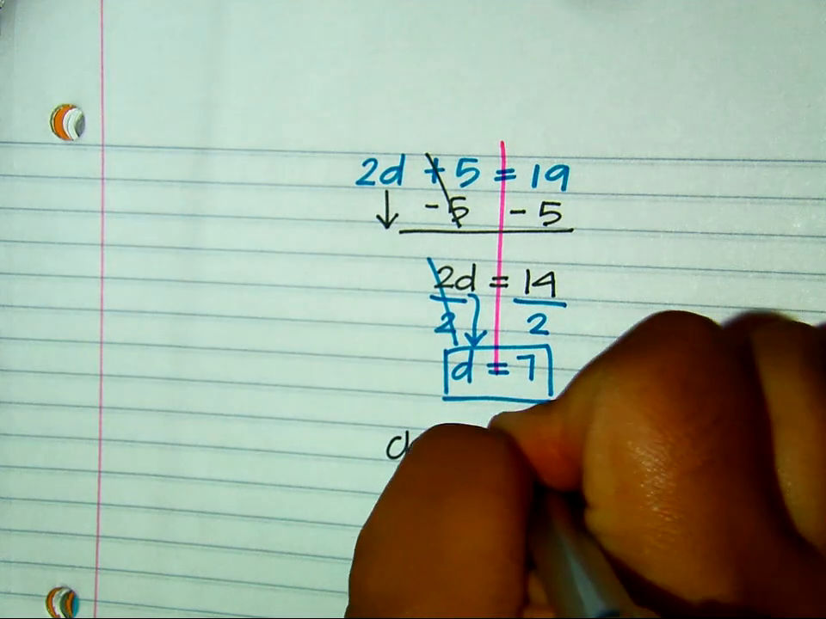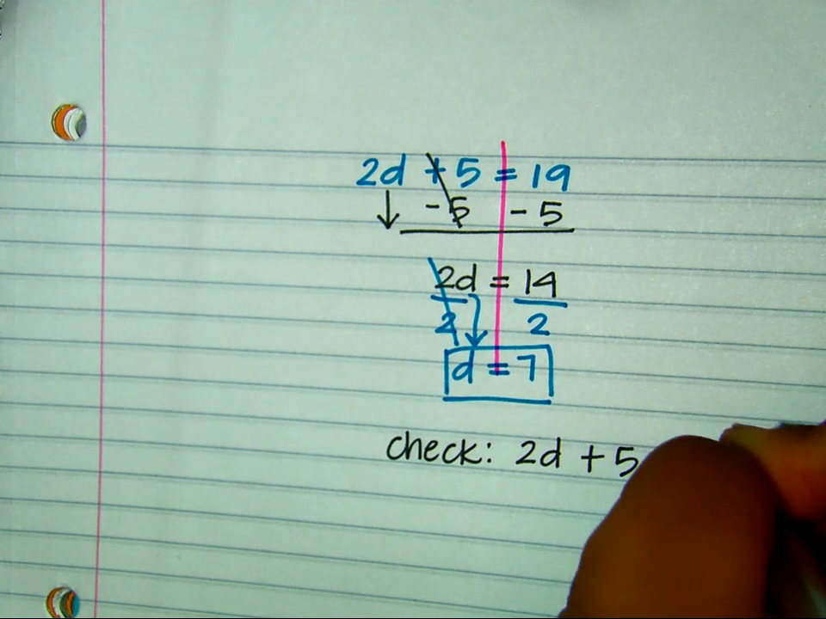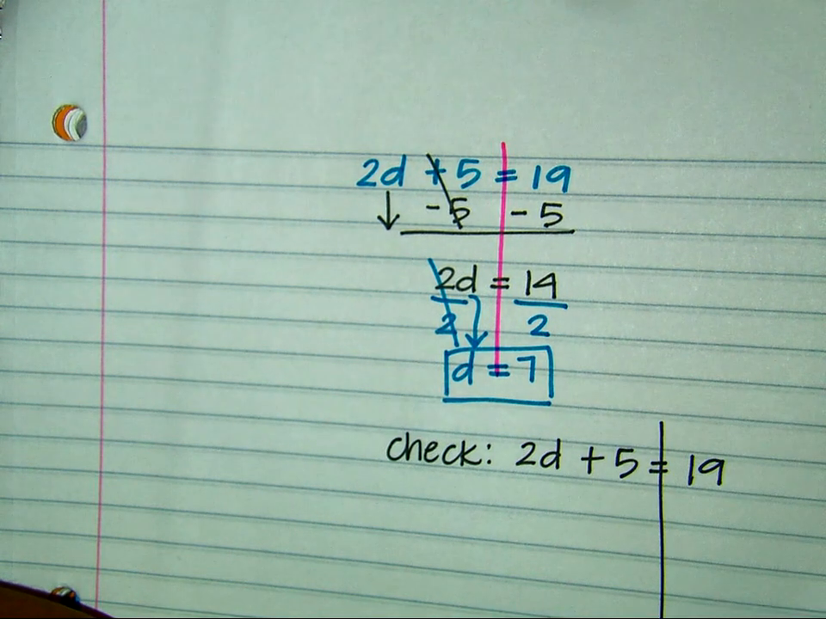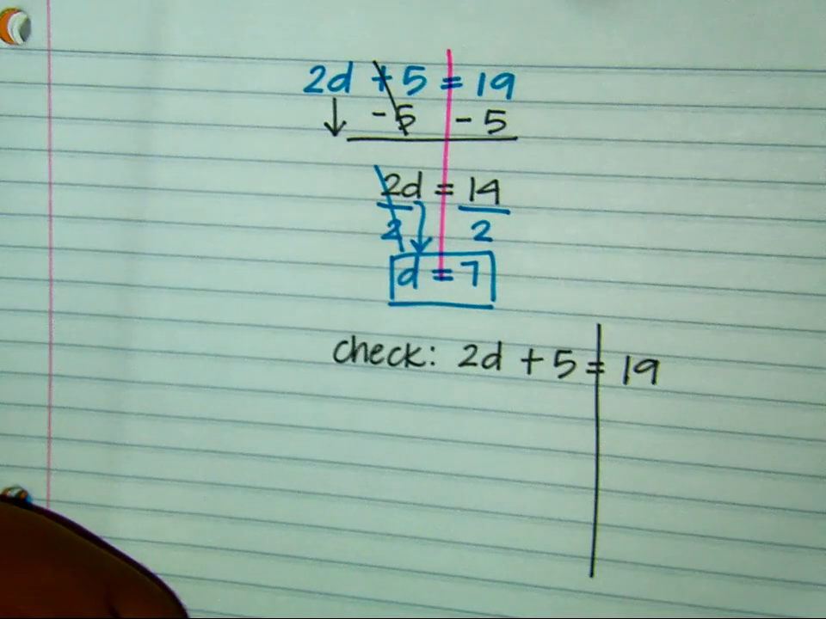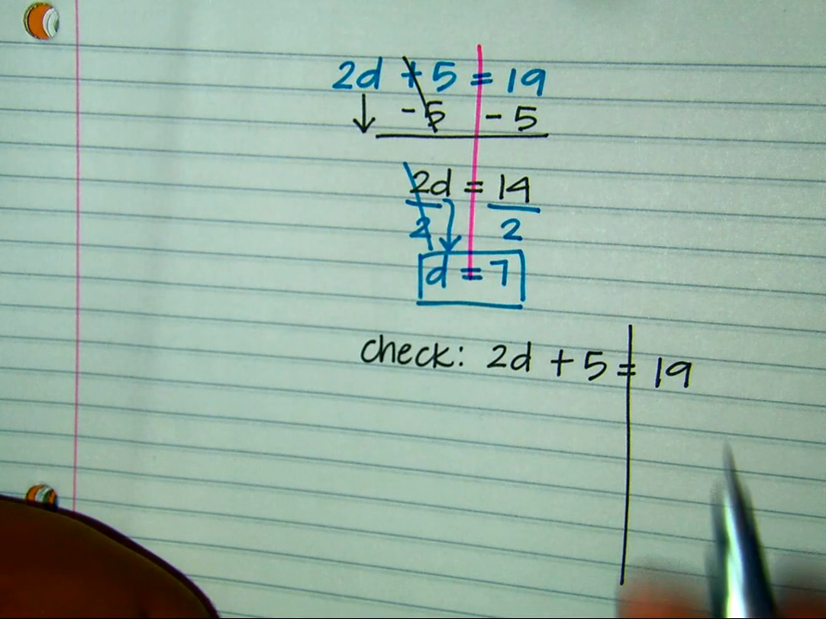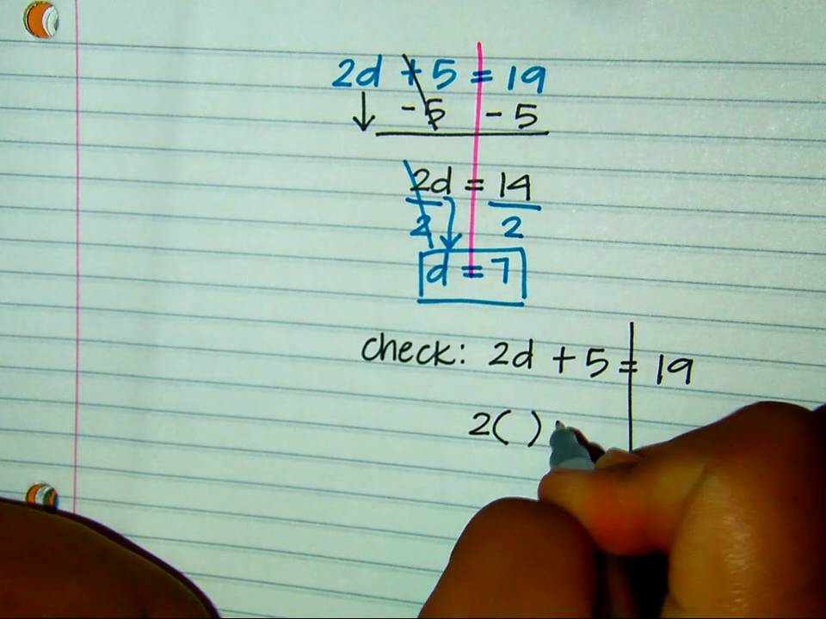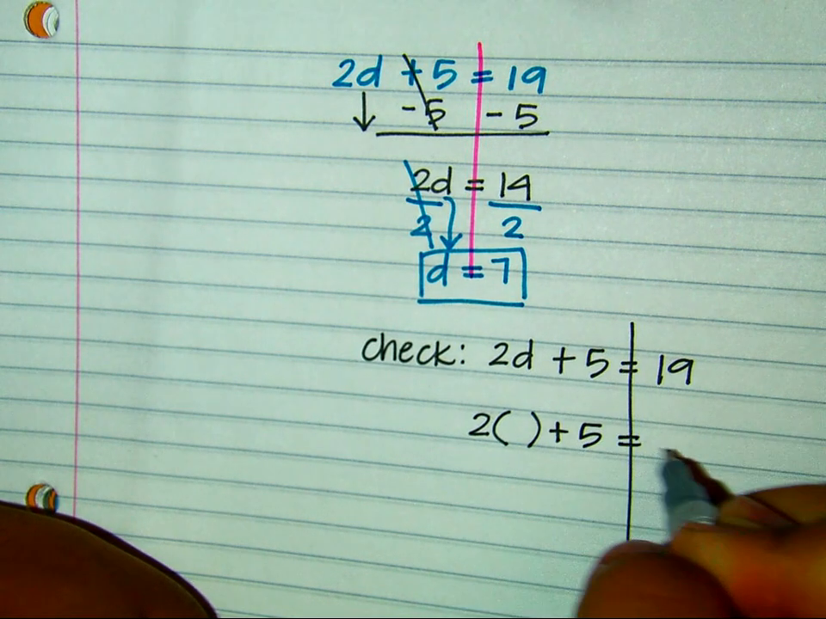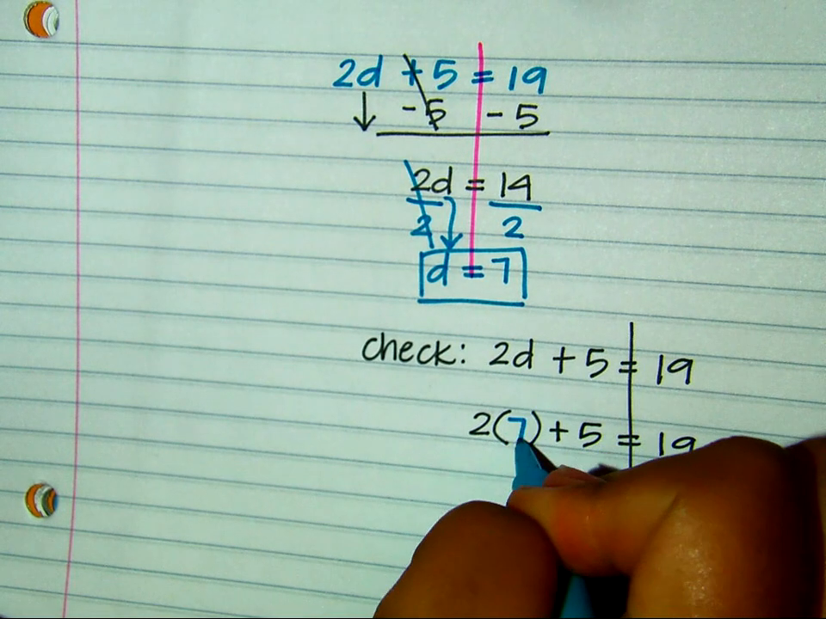So I always start out by writing my original equation because I know that when I check my work, I want the left side of my equal sign to be equal to the right side of the equal sign. So I am going to put parentheses where D is supposed to go. The value of D is 7.